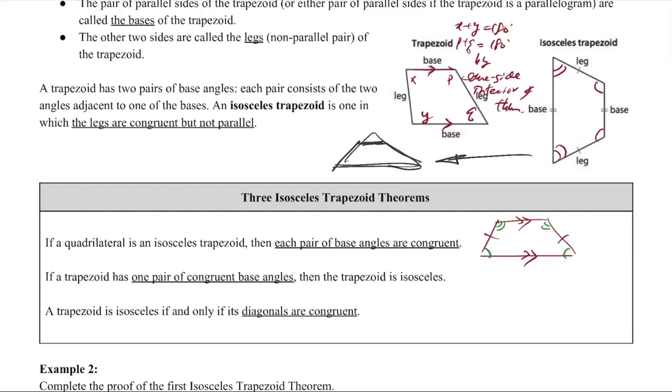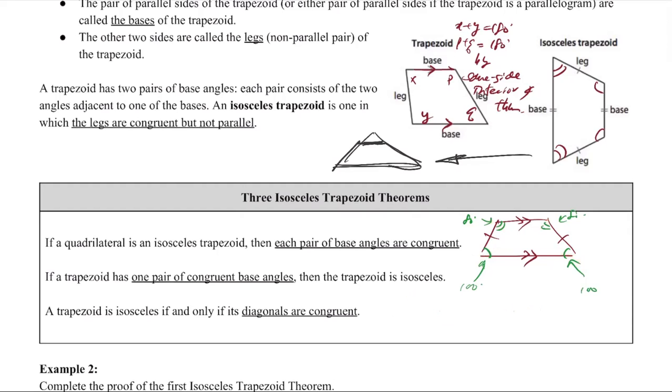So let's say, for example, that this was 100. Then this has to be 80 degrees because they have to be supplementary. So the fact that these are both 100 naturally results in the other two base angles having to be congruent, right? The other theorem is that a trapezoid is isosceles if and only if the diagonals are congruent. You could clearly show that by creating this right here, guys, and separating out the two triangles. I'll leave that up to you to work on, okay?